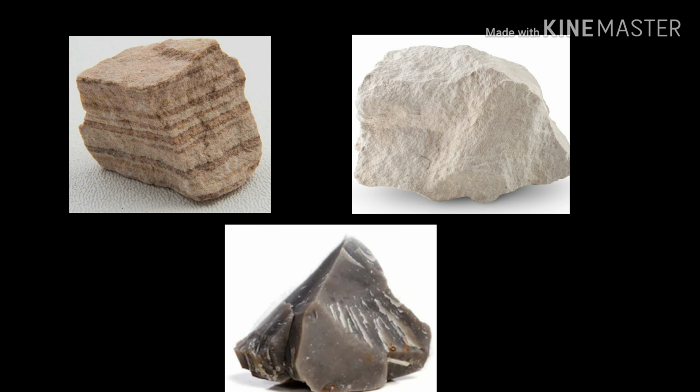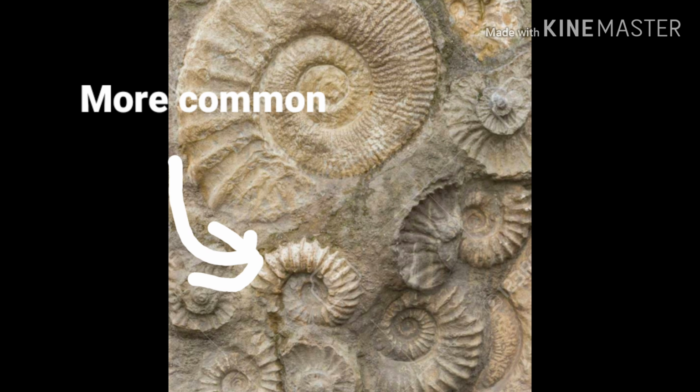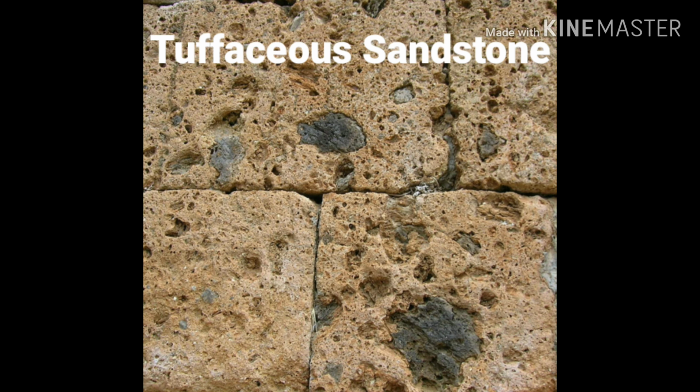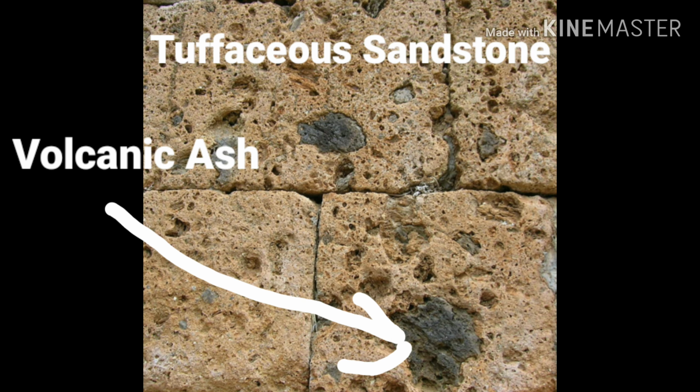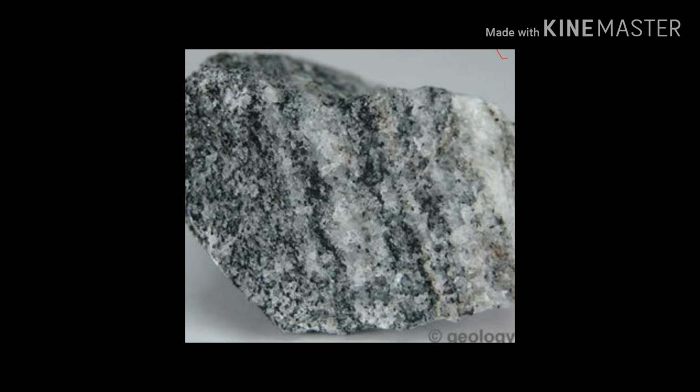Some examples of sedimentary rocks are sandstone, limestone, and flint. Fossils are more common in these rocks because sedimentary rocks are formed in a lower temperature and pressure, so the fossils don't crush. There is also a special type of sandstone called tufaceous sandstone, which has pieces of volcanic ash inside of the rock.